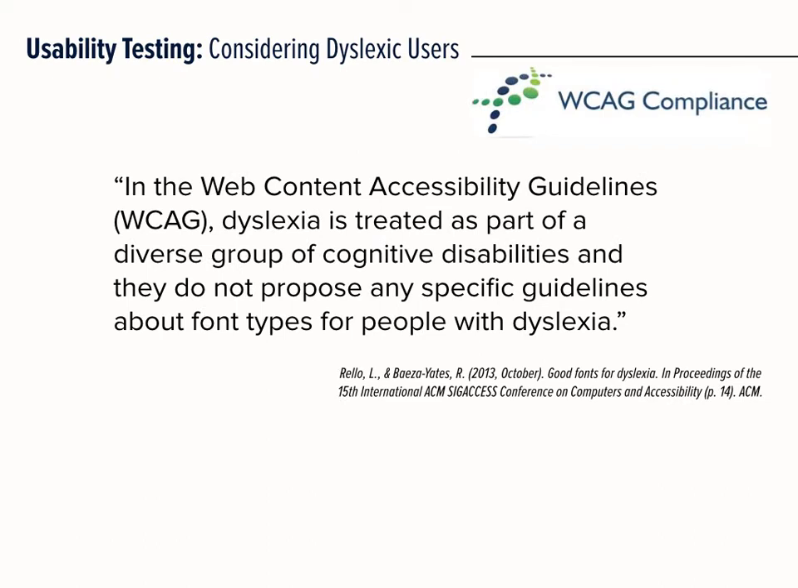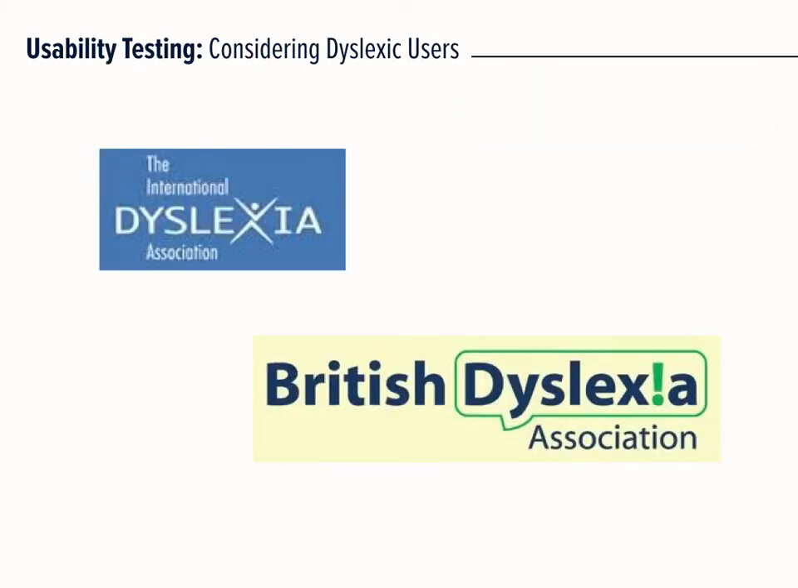When considering accessibility, we often look to the WCAG, or the Web Content Accessibility Guidelines. Unfortunately, they do not provide any specific guidelines for dyslexic users, so we were forced to look elsewhere. The International Dyslexia Association has a list of helpful guidelines. The British Dyslexia Association has also compiled a style guide. Today we will be looking at 6 tips to help dyslexic users from the UX Movement website that are based on these guidelines.